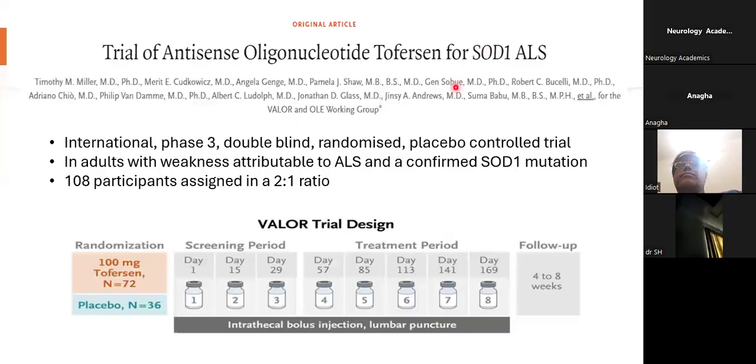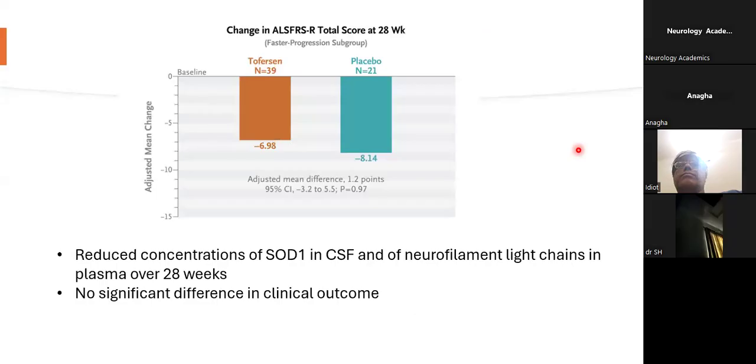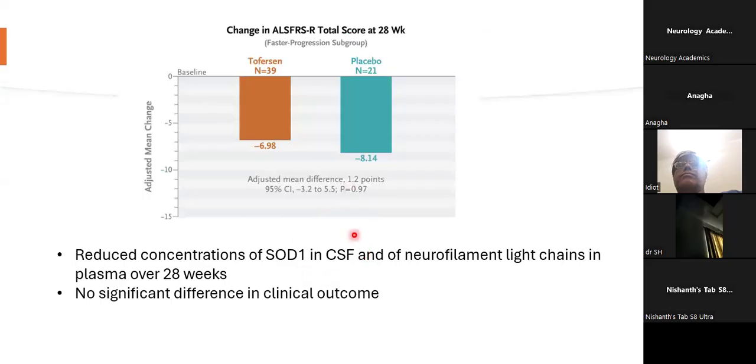The trial was published in 2022 in NEJM. This was an international phase 3 double-blind randomized placebo-controlled trial in adults with weakness attributable to ALS and confirmed SOD1 mutation. In this, there was no significant difference in clinical outcome with this therapy. However, there was reduced concentration of SOD1 and neurofilament light chain levels in plasma over 28 weeks.